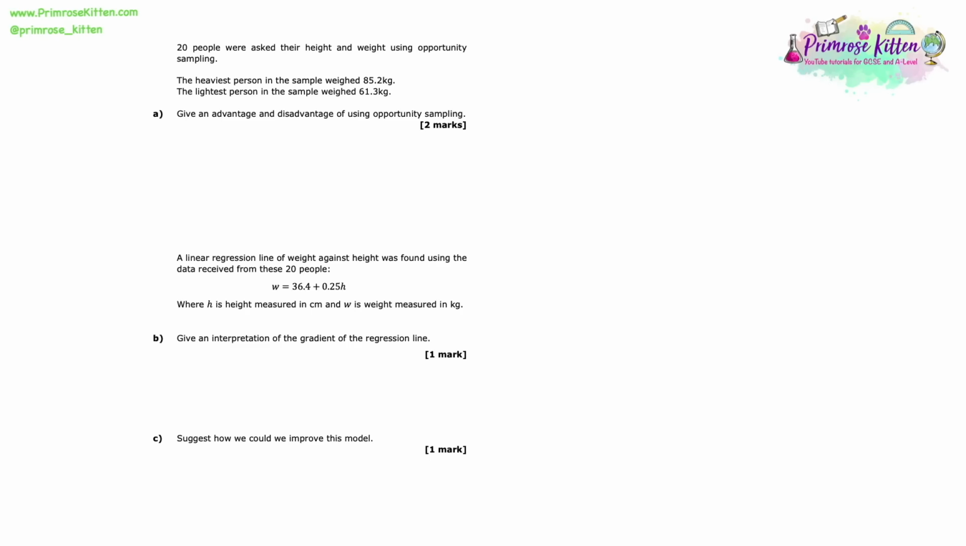20 people were asked their height and weight using opportunity sampling. The heaviest person in the sample weighed 85.2 kilos, and the lightest person in the sample weighed 61.3 kilos. Give an advantage and a disadvantage of using opportunity sampling.